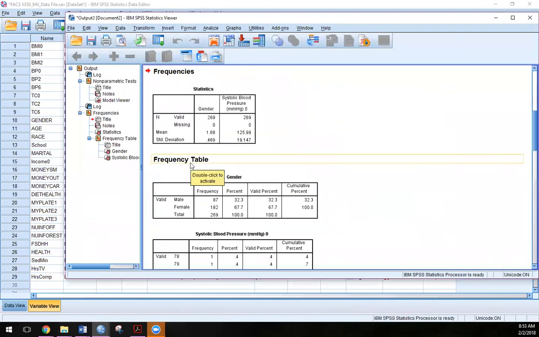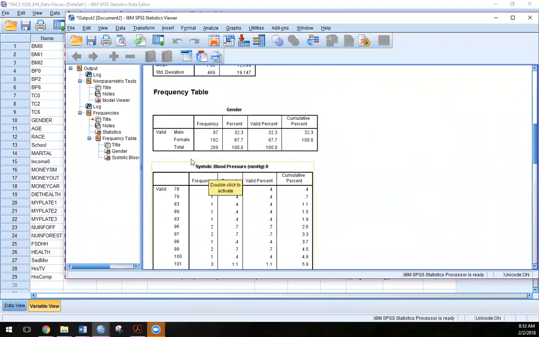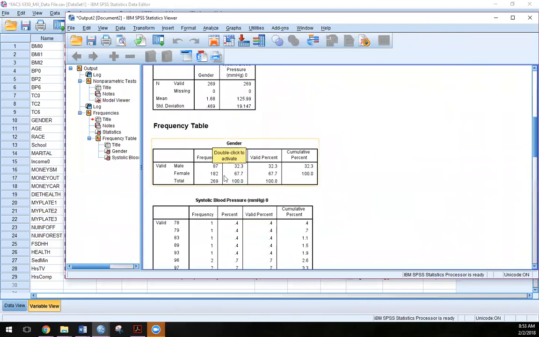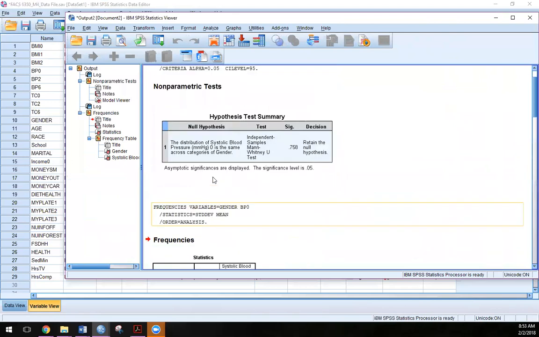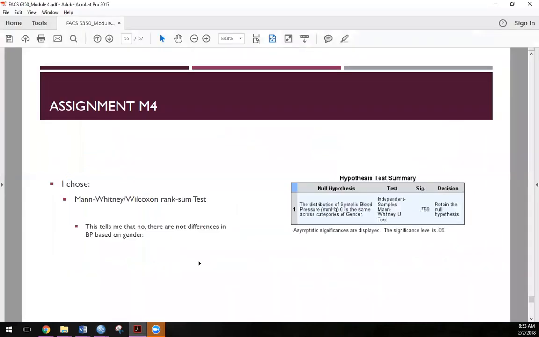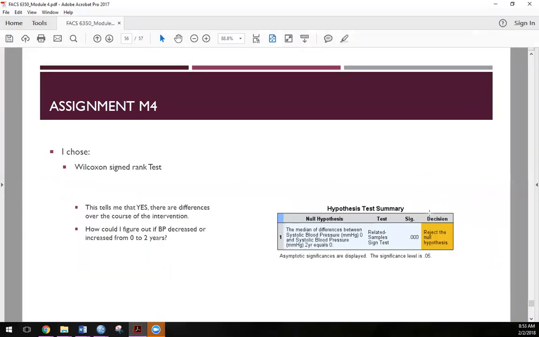Okay, so let's see. I have 87 males and 182 females. So that right there tells me a lot about these results, that there's not equal sample sizes. So that's something that I can talk about in my conclusions, is one of the reasons why I might not have seen any significance is because the sample sizes were unequal. Okay, so let's go back over here. So I retained my null hypothesis.